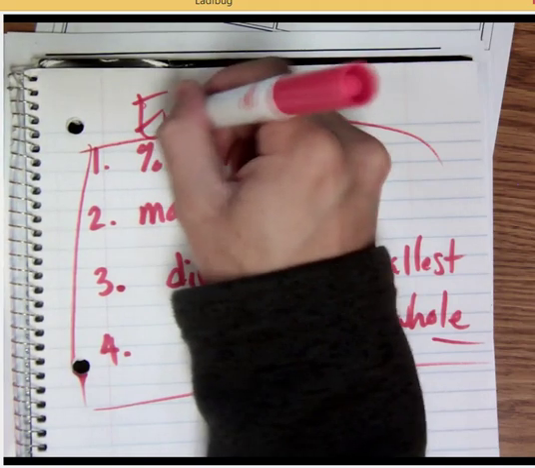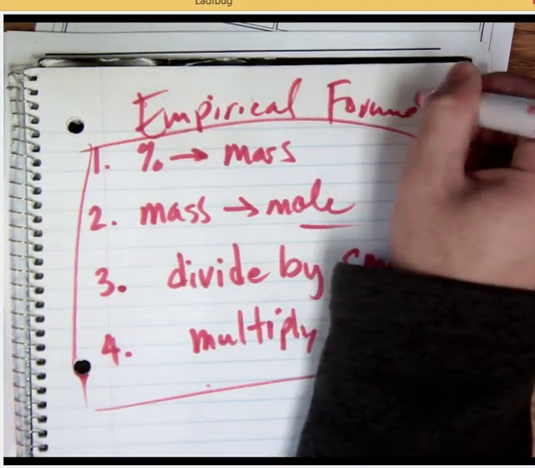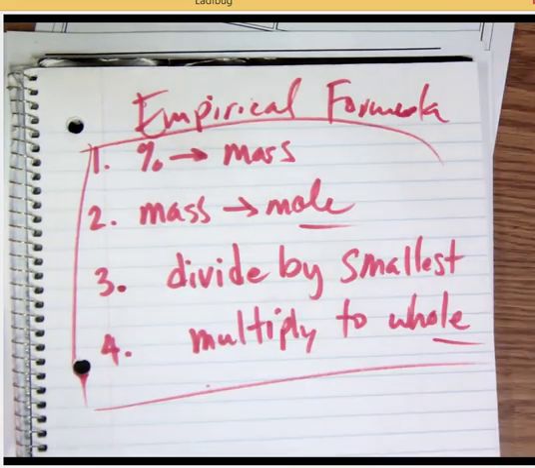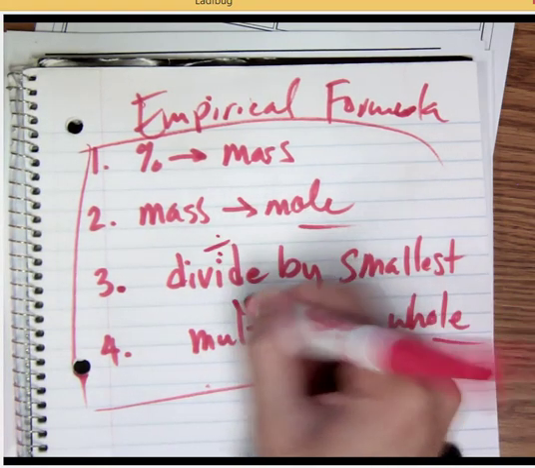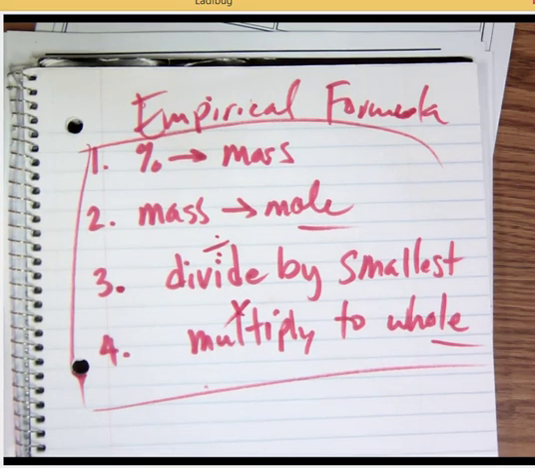Empirical formula. So on your test, what's empirical formula? Percent to mass, mass to mole, divide by the smallest, multiply by whole. Okay? So, I should use the divide sign and multiply sign here to make it shorter and sweeter. You can do that. Write this down somewhere. Get the steps down.